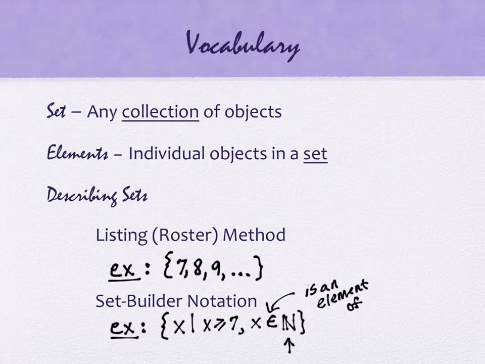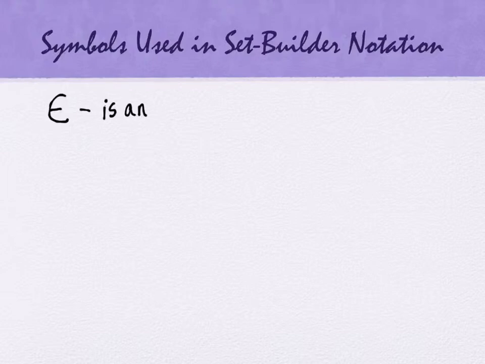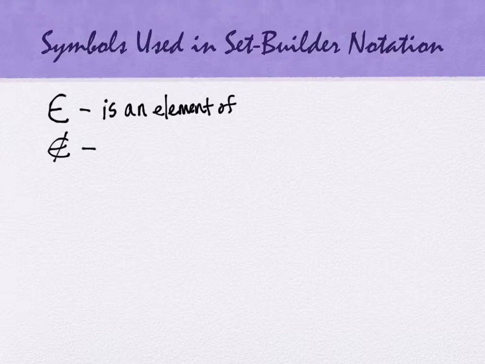So that was really nice. I gave you 2 symbols. One symbol I gave you looked like this, and I told you that it meant what? Is an element of. What do you suppose it means if I put this symbol? It's not an element of. You got it.